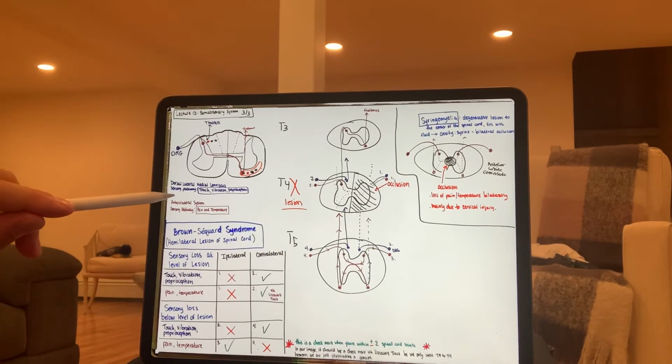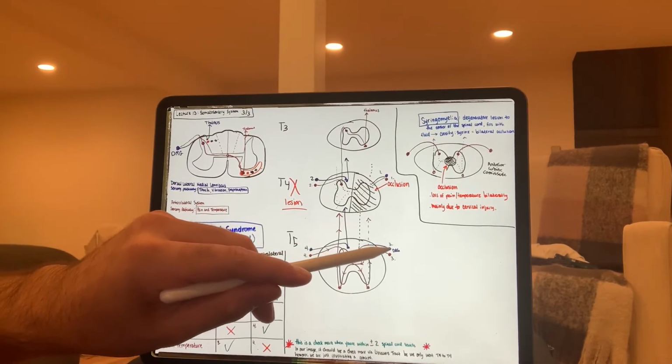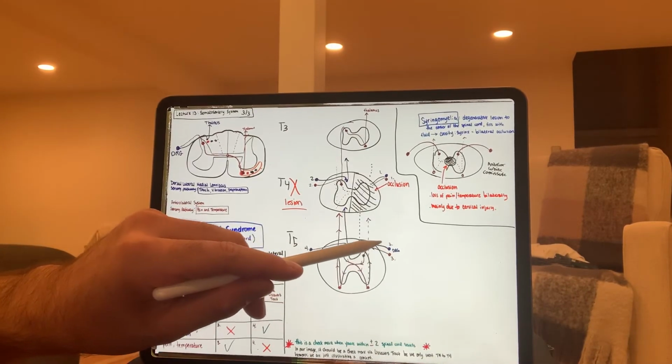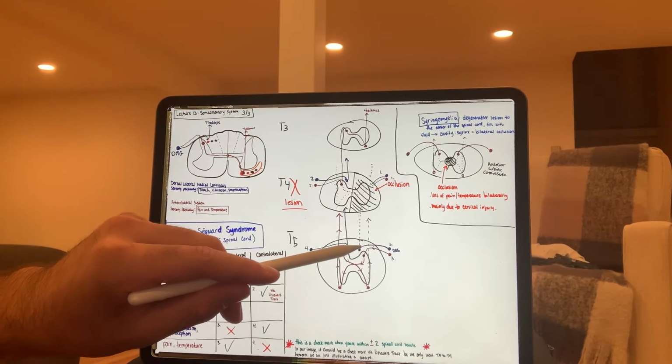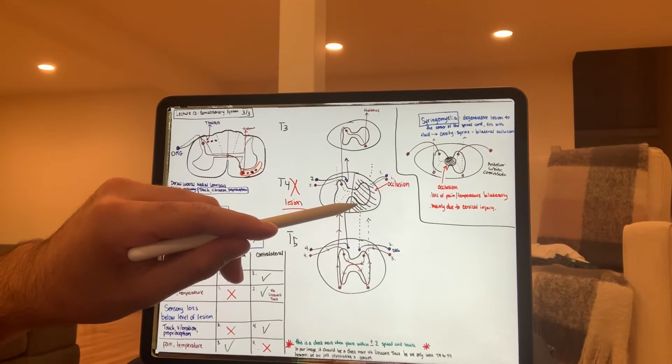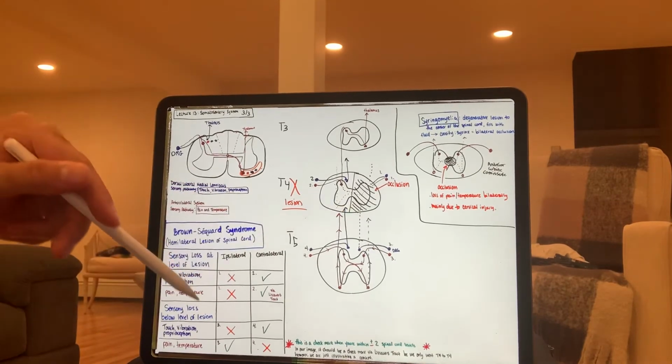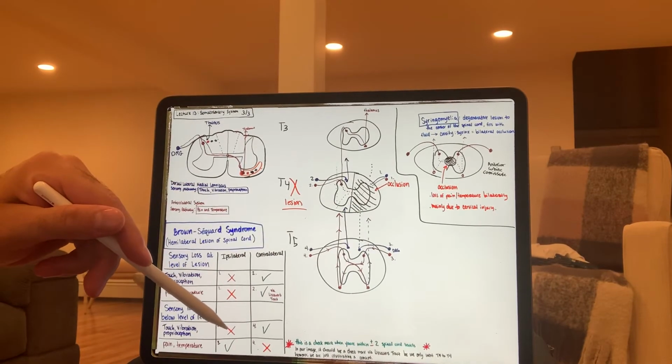This is our dorsal column medial lemniscus pathway. It starts right here at the dorsal root ganglia. It's going to come in, synapse at the dorsal column, and then ascend up. Oops, wait a second, there's a lesion right there. So what does that mean? It means on the ipsilateral side, which is the same side, you cannot have your sensory input.